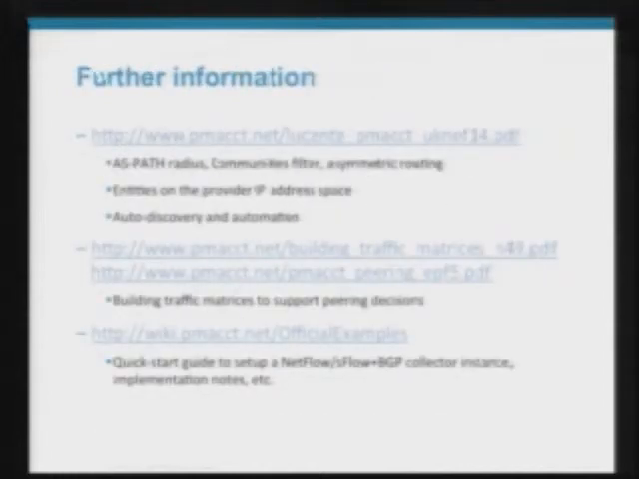Because time is never enough, I had to skim through a number of very interesting topics, for example auto-discovery and automation, because, as Arman was also saying, without auto-discovery and automation, you don't go anywhere. And also the entities on the provider IP address space, because we spoke a lot about BGP, but you also lend a lot of your IP addresses to your customers, so what can you do in that case? And then other stuff, together with some presentation about the specific case of peering and some quick start guides. I would like to leave you with all of these references that are publicly available, and make your way through them, and if there are any questions, you pay me a beer and we are friends.